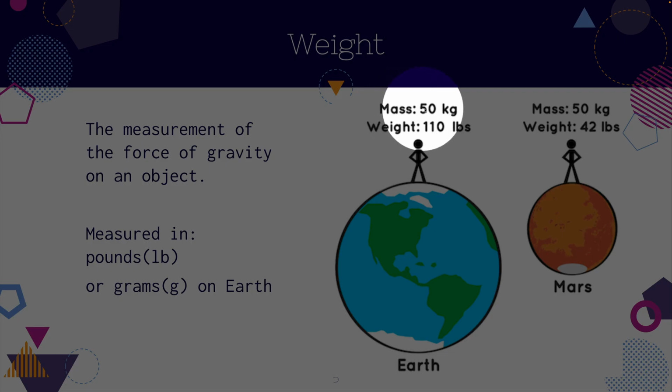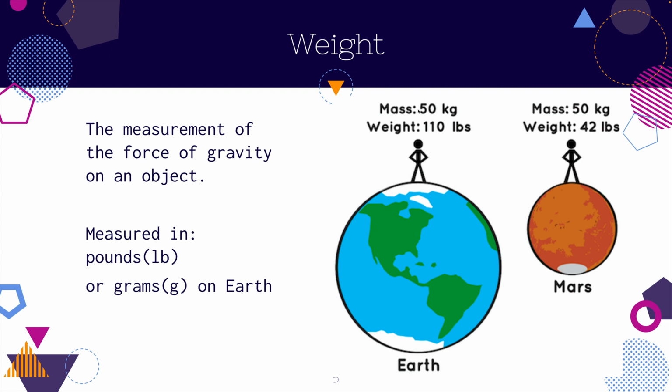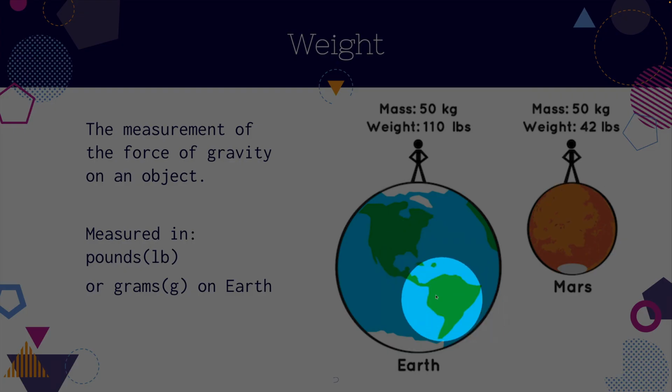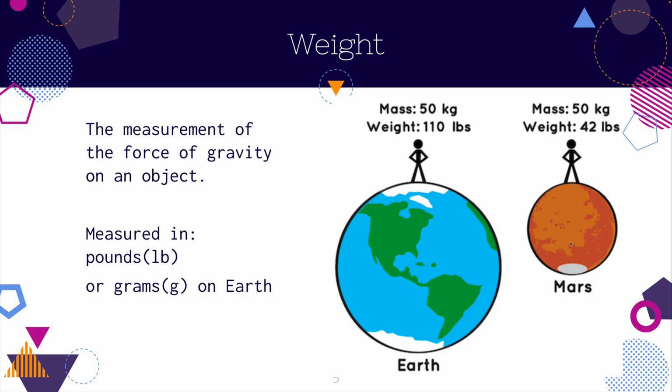But notice that the mass stays the same. It's 50 kilograms in both places because mass is the amount of matter in an object and it doesn't change. But weight changes because different objects, different planets, have a different amount of mass and thus a different gravitational pull.